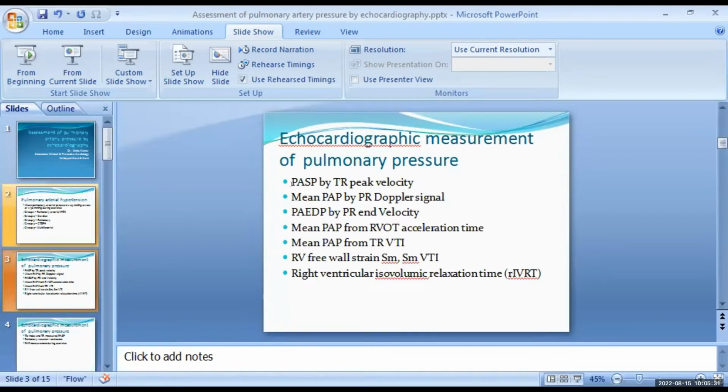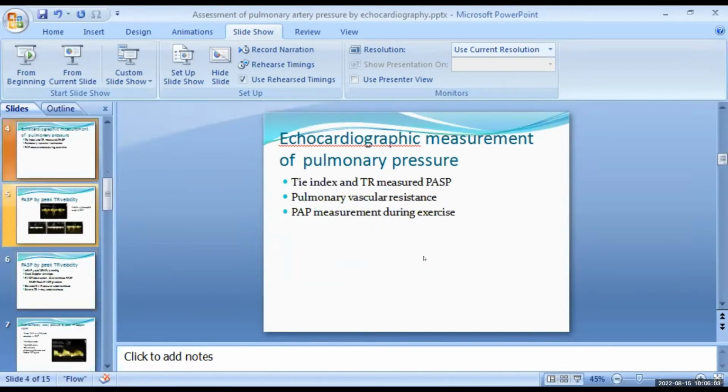That is pulmonary artery pressure by peak PR velocity, mean pulmonary artery pressure by PR Doppler signal, PADP by PR end-diastolic velocity, mean pulmonary artery pressure from RVOT acceleration time, mean pulmonary artery pressure from TR velocity time integral, RV free wall strain, systolic cardiac velocity and velocity time integral, right ventricular isovolumic relaxation time, TEI index, that is myocardial performance index of RV, and TR measured PSP, pulmonary vascular resistance, and pulmonary artery pressure measured during exercise.